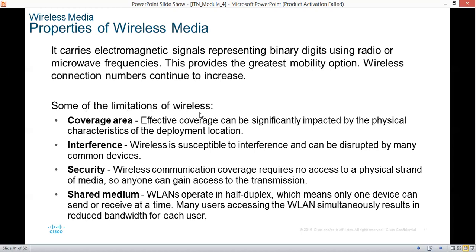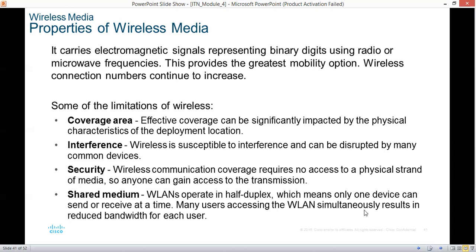So some of the limitations of wireless: coverage area. Effective coverage can be significantly impacted by the physical characteristics of the deployment location. Interference is high. Wireless is susceptible to interference and can be disrupted by many common devices. Security, a lot of security issues, and then shared medium. Wireless operates in half duplex, which means only one device can send or receive at a time. Many users accessing the wireless LAN simultaneously reduces the bandwidth for each other.